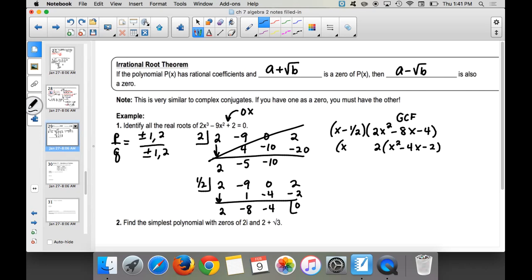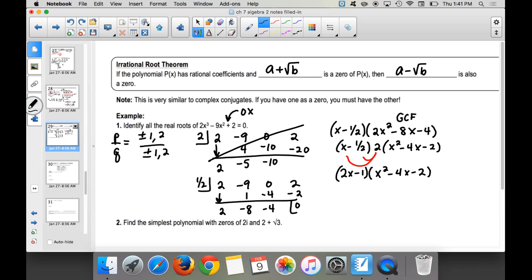So if you didn't like that x minus 1/2, you could put that 2 in with it. So it'd be 2x minus 1, right? So you could always do that. So 2x minus 1, not that that matters. And then we have x squared minus 4x minus 2. So sadly, x squared minus 4x minus 2 doesn't factor.